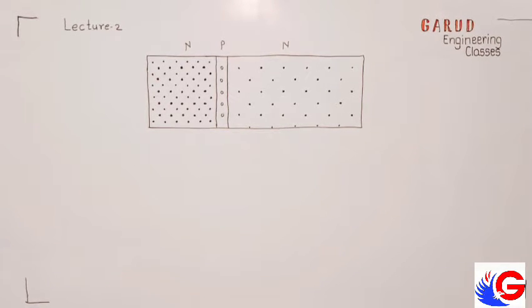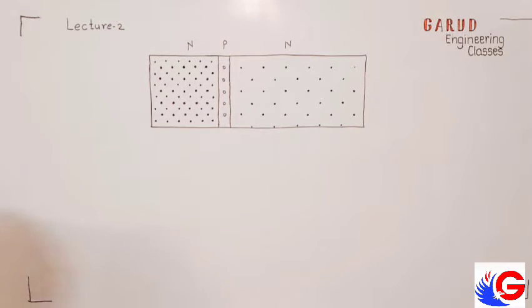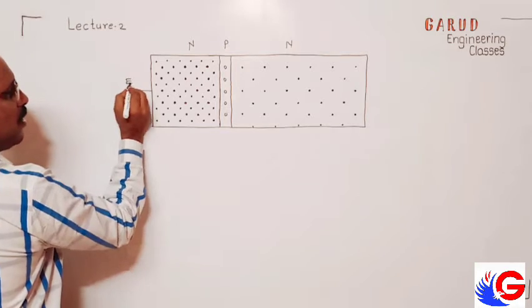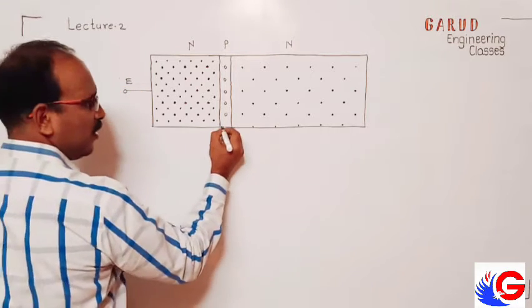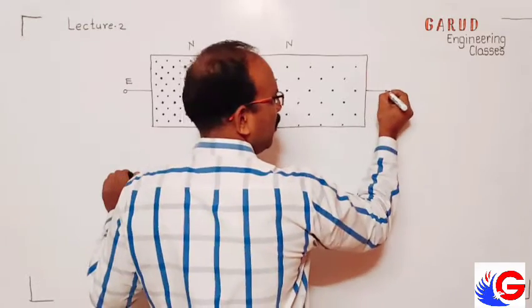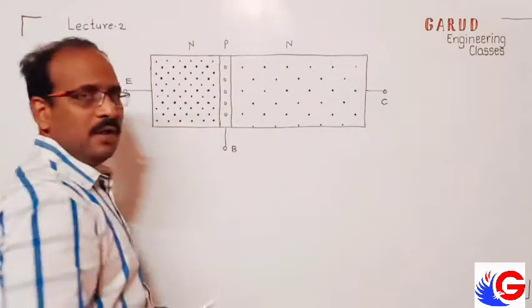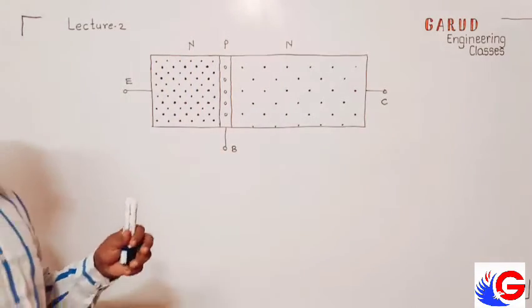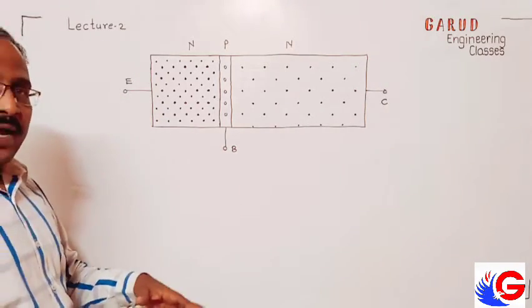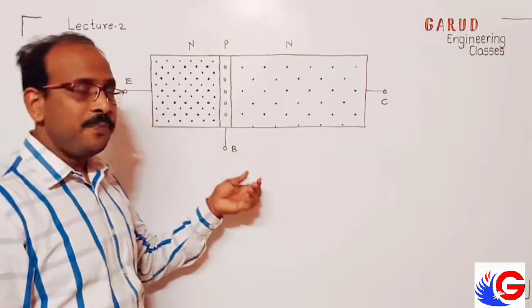Okay. This is the NPN transistor. This side is the emitter. Emitter should be from the input side. I treat it like a common base configuration. Here is the collector. So you know about the actual construction of the transistor, which I have already covered in the first lecture.